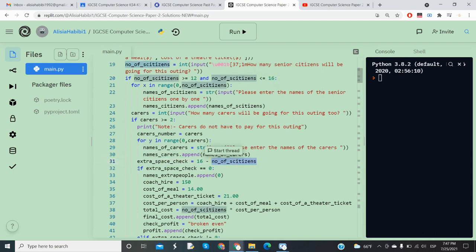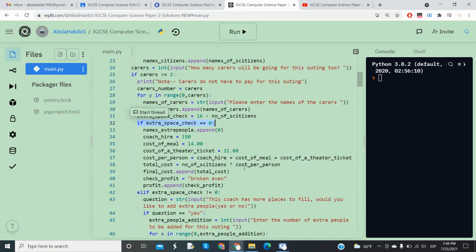And then it uses an if conditional statement to check if this extra space is equal to 0, as in if there is no extra space. If there is no extra space, then it basically appends in the extra people list. It appends a 0 because there are no extra people. And then it has the constants.